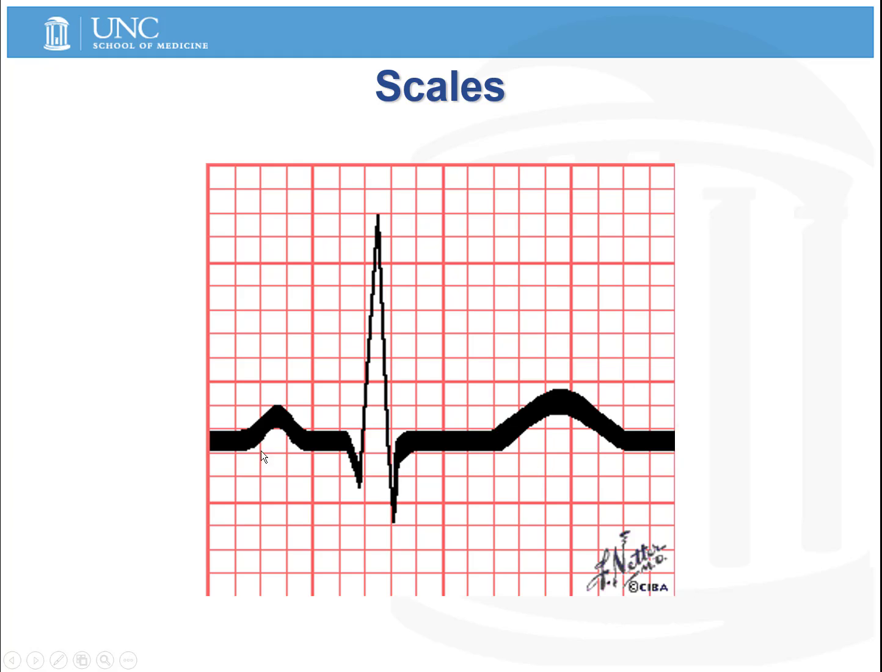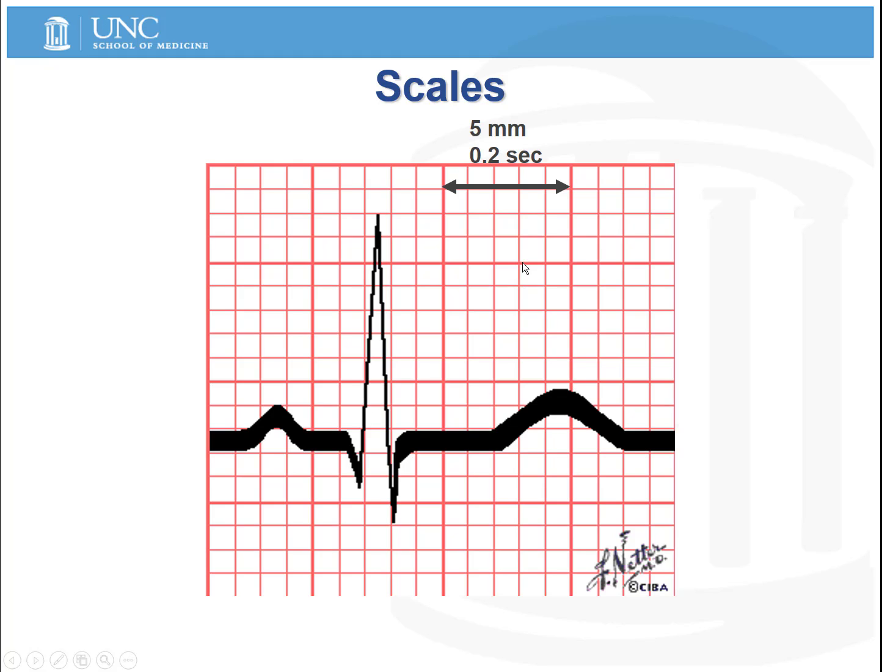So first, let's look at this grid of the ECG. And there are lots of these little tiny boxes, and each one is 1 millimeter square. So 1 millimeter by 1 millimeter. Groups of these smaller boxes make up these larger boxes that are delineated by these darker red lines. And the darker red lines are 5 millimeter square boxes.